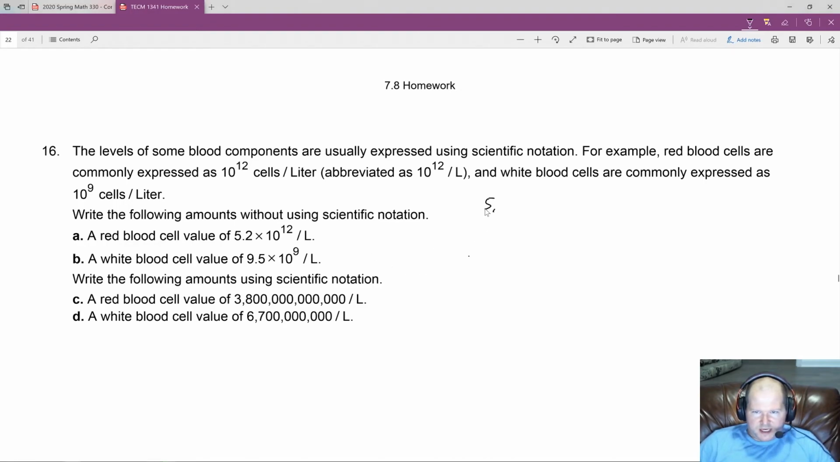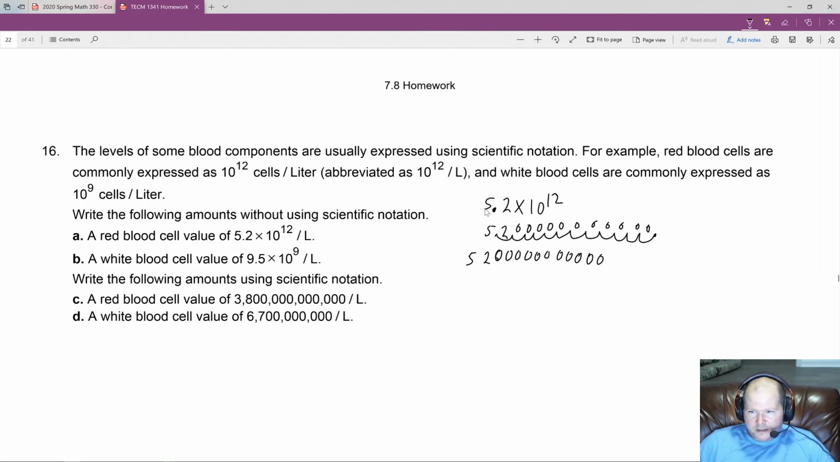So the first one we have is 5.2 times 10 to the 12th. And since this is a positive exponent, we're going to have to move this decimal place over to the right. So we go to 5.2. We're going to move it over 1, 2, 3, 4, 5, 6, 7, 8, 9, 10, 11, 12 places, which means we have to add in 11 zeros. So we end up with 5, 2, and then 11 zeros.